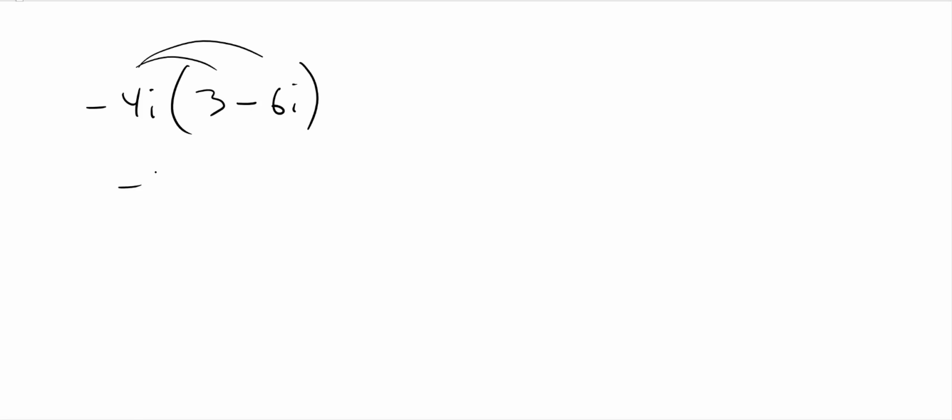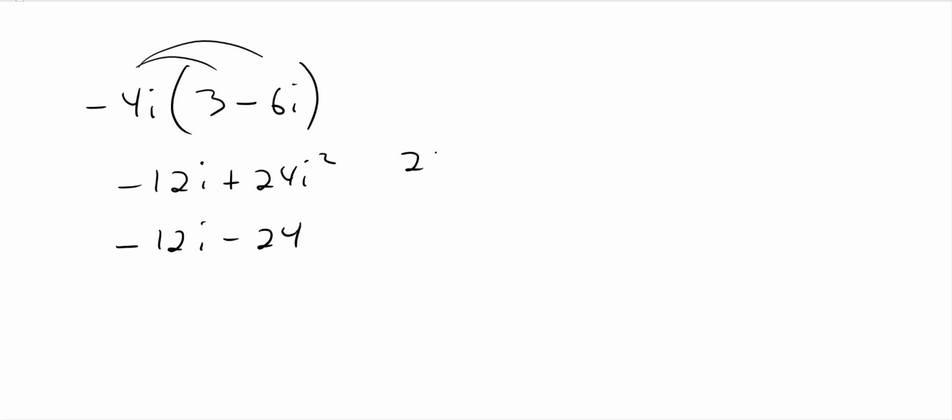Negative 4i times 3 is negative 12i. Negative 4i times negative 6i is positive 24i squared. Okay, that's all you have to worry about, is that i squared. That i is perfect over here. Negative 12i is beautiful. So what's i squared? Negative 1. So what are you going to write? Negative 12i instead of plus 24, minus 24.